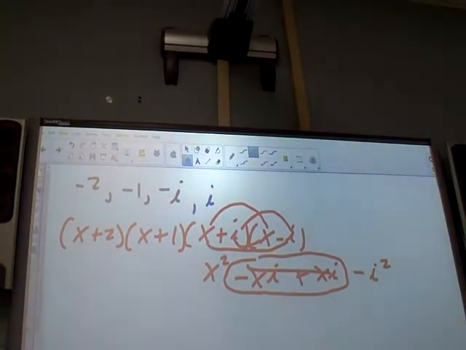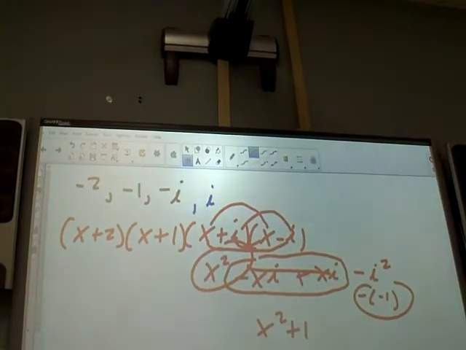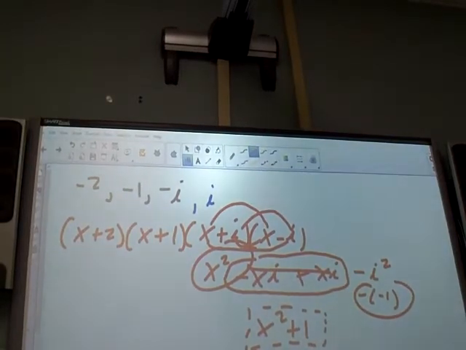Well, what's i squared the same as? -1. So minus -1 is the same as plus 1. So for these two factors, we have an x squared and we have a plus 1. So that is part of my, I don't need to lose that. So I'm putting in that dotted box there because I don't know what else to do with it.